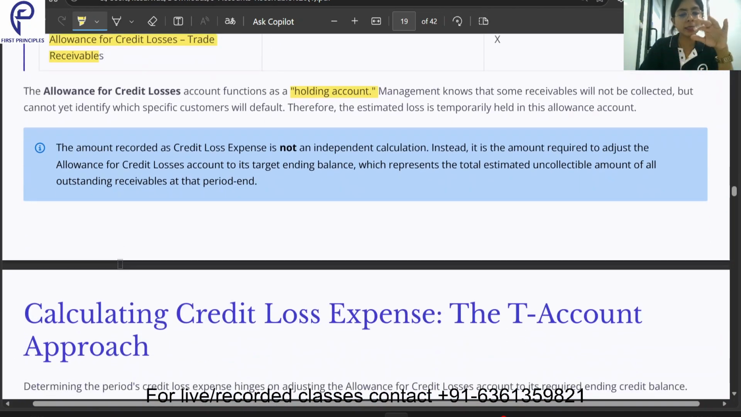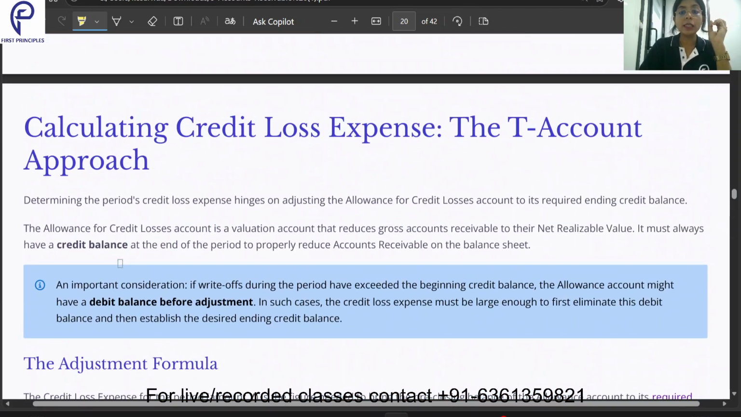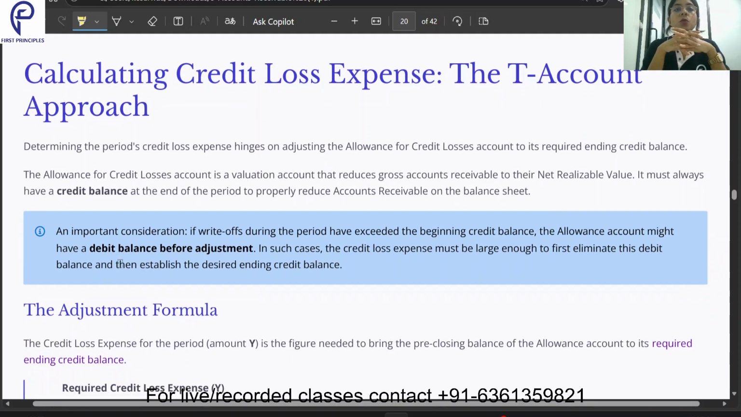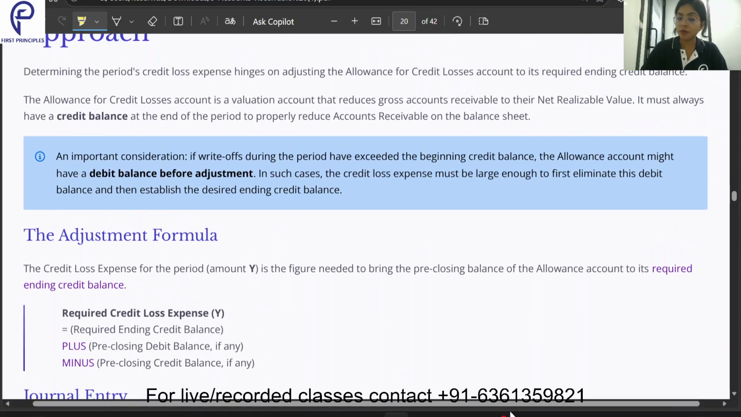How will we understand this? With the help of an example. First of all, we have been given a T account approach. As you know, whenever we prepare any account, we just draw a T kind of a thing, and there we record that particular expense, like the credit loss expense, or any account is prepared like that. So how do we account for it? We'll have a look at this particular slide with the help of an example.